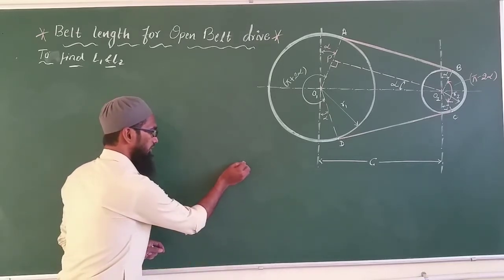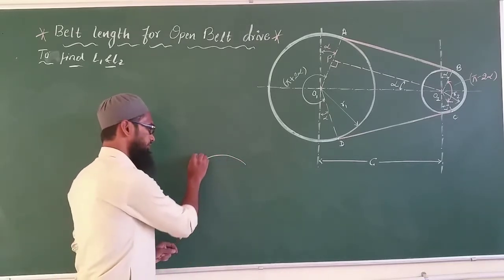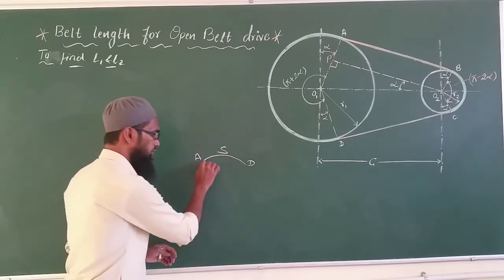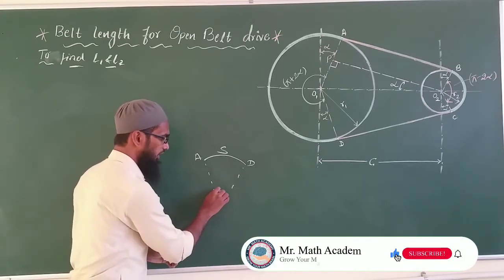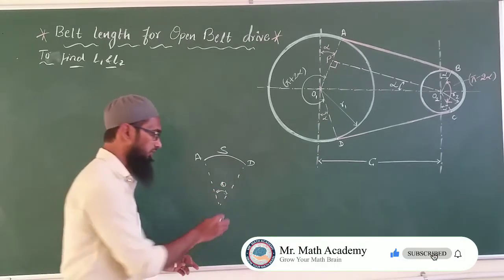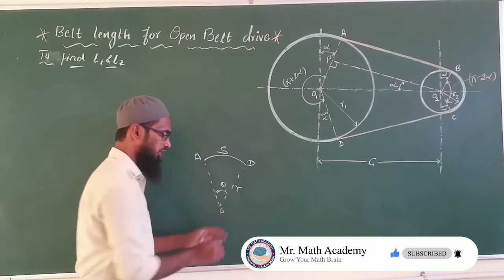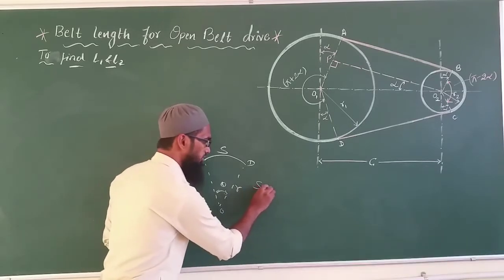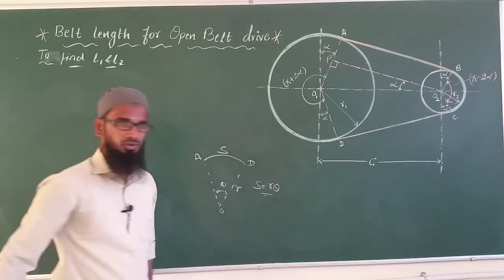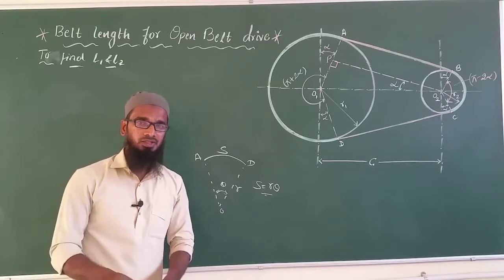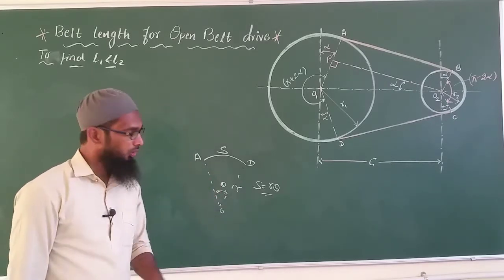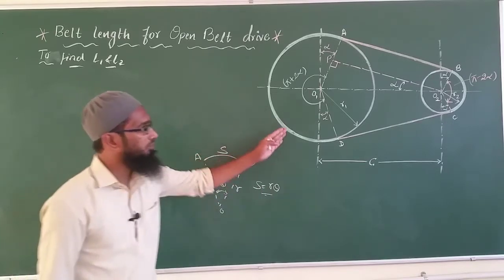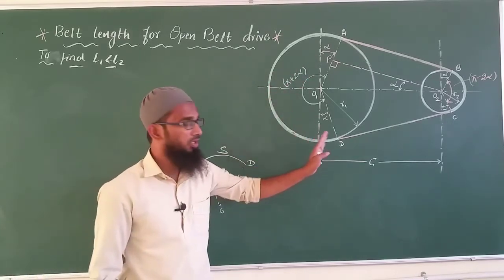For example, if I take this length as some s, this arc will be subtended by an angle theta, which has a radius of r, this radius r from the center O. Then the length of the arc is given by s is equal to r theta, that is the radius times the angle subtended by that particular arc. Now by using this, I will find the length of this arc here. I will apply it for the length of the belt, that is A to D as well as B to C.